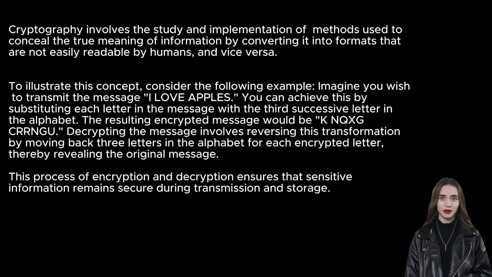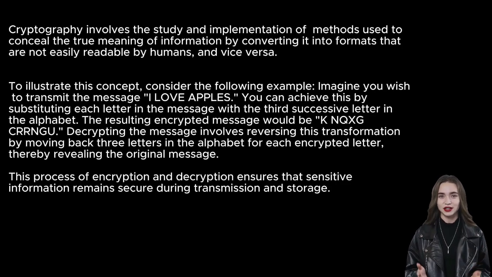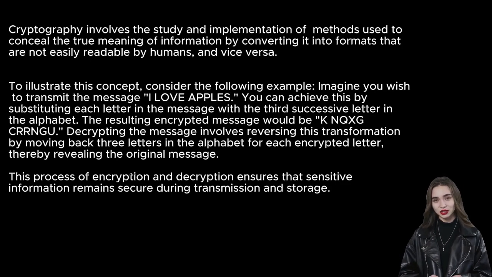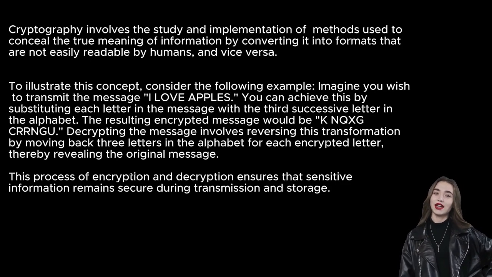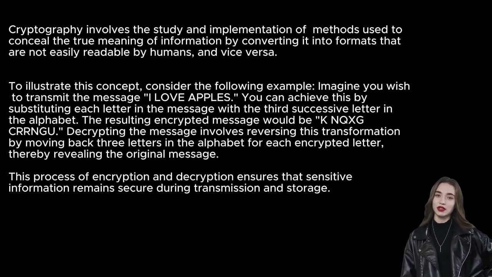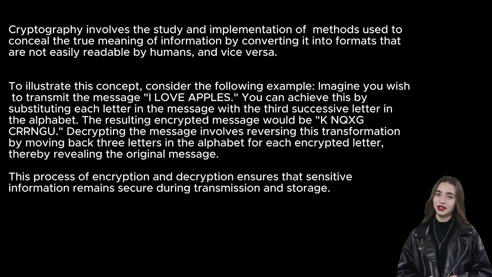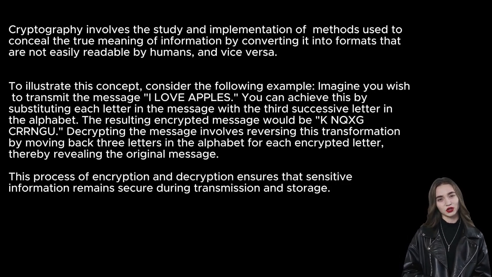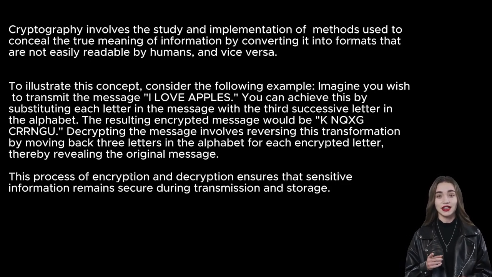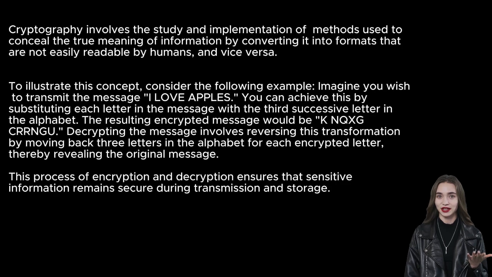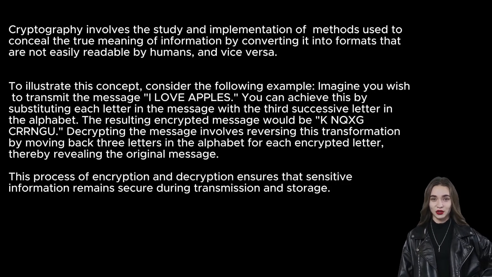Imagine you wish to transmit the message "I love apples." You can achieve this by substituting each letter in the message with the third successive letter in the alphabet. The resulting encrypted message would be "KNKEXKRNGU." Decrypting the message involves reversing this transformation by moving back 3 letters in the alphabet for each encrypted letter, thereby revealing the original message. This process of encryption and decryption ensures that sensitive information remains secure during transmission and storage.